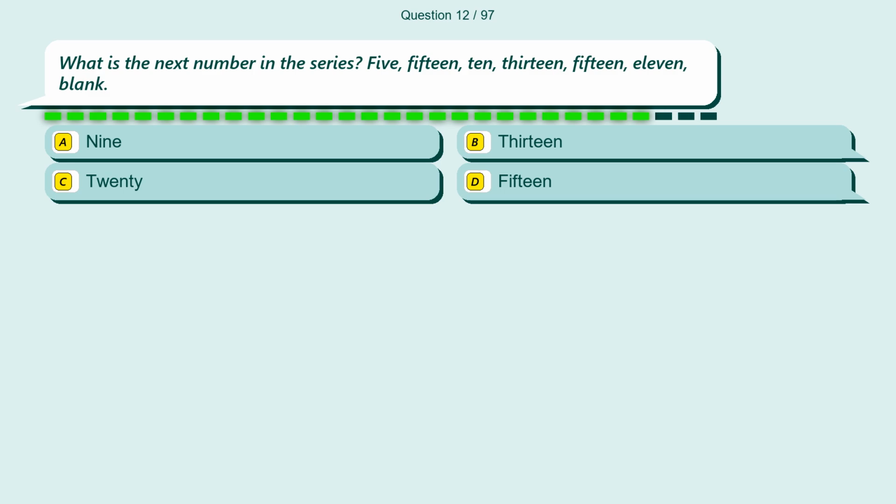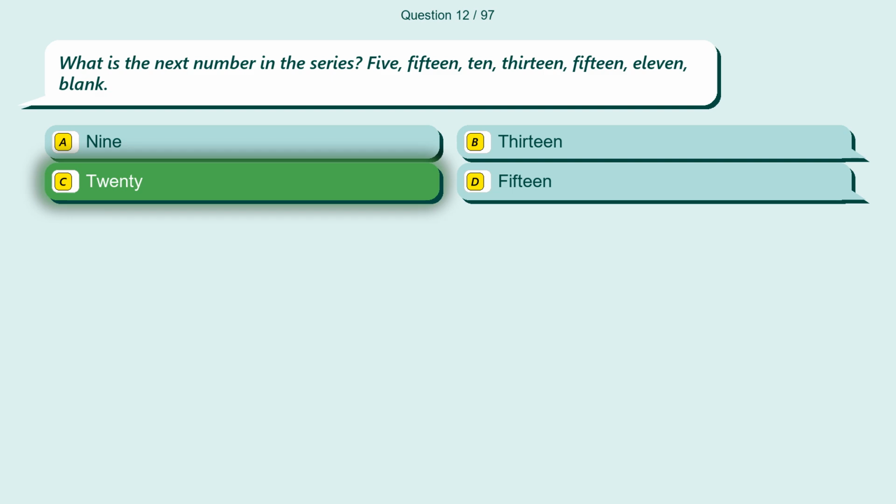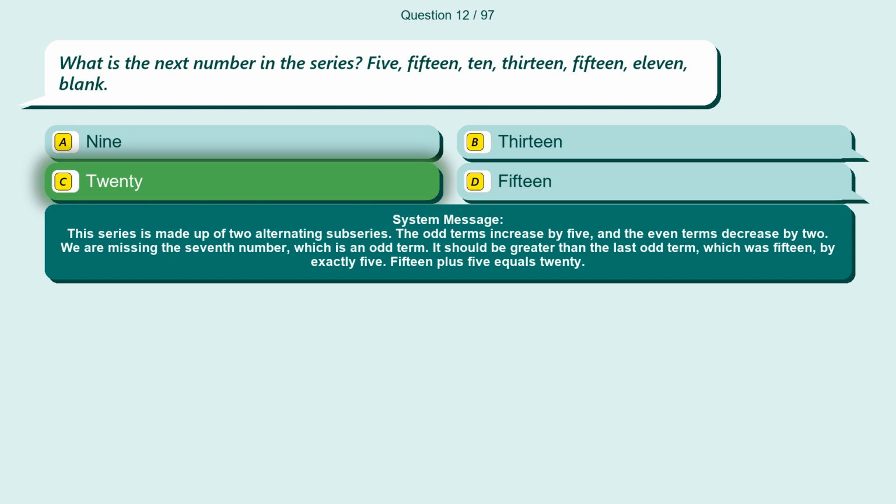Question 12. What is the next number in the series? 5, 15, 10, 13, 15, 11, blank. Option A, 9. Option B, 13. Option C, 20. Option D, 15. The correct answer is option C, 20. This series is made up of 2 alternating subseries. The odd terms increase by 5, and the even terms decrease by 2. We are missing the 7th number, which is an odd term. It should be greater than the last odd term, which was 15, by exactly 5. 15 plus 5 equals 20.